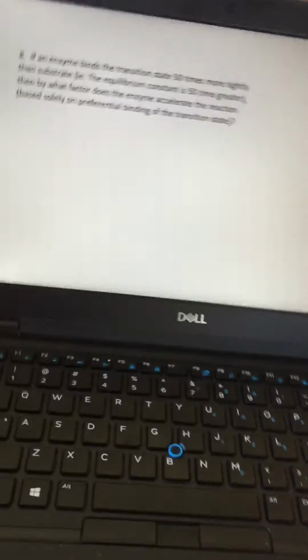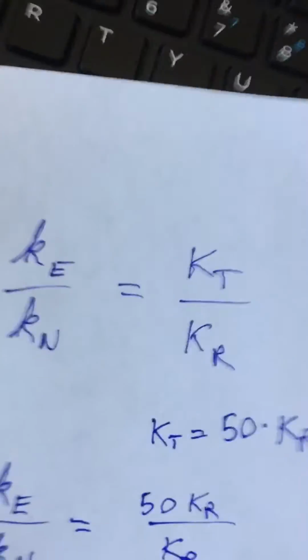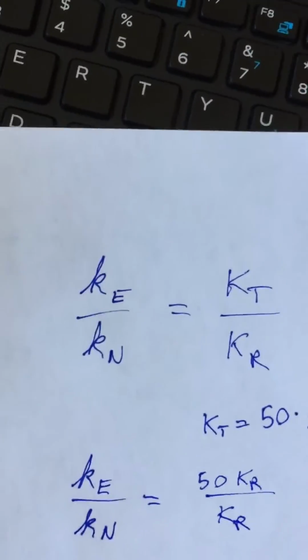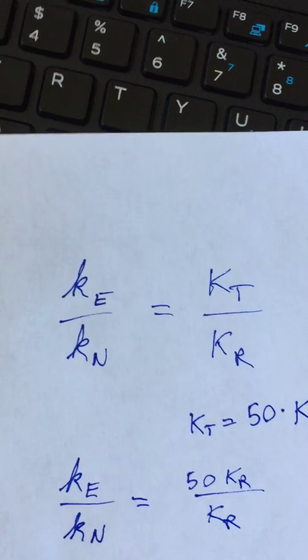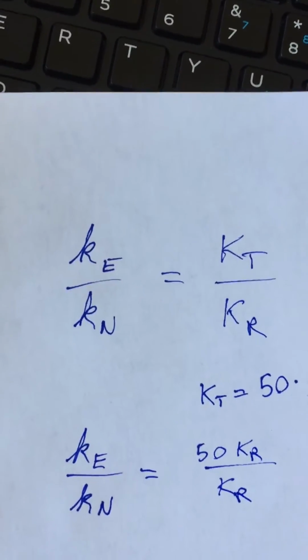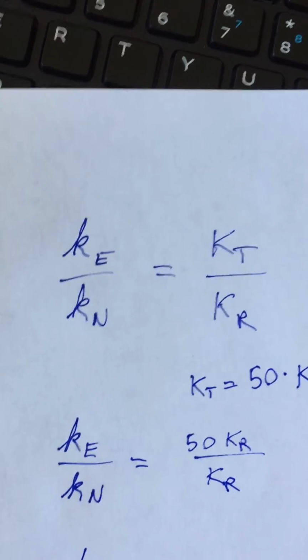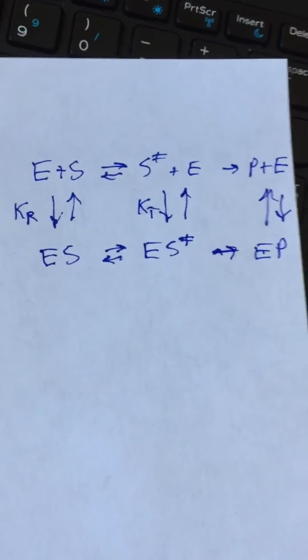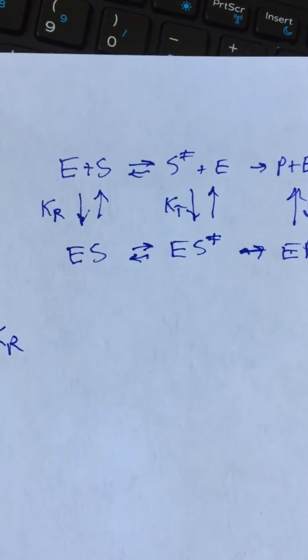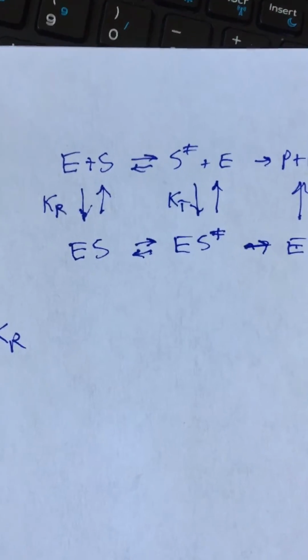All right, so what you're going to want to think about here is we have this one equation in our text, Ke over Kn is equal to Kt over Kr. All right, this is the equation you're going to want to use to solve this question. Now, the question is asking us about the relative affinity of the enzyme binding the substrate versus binding the transition state.